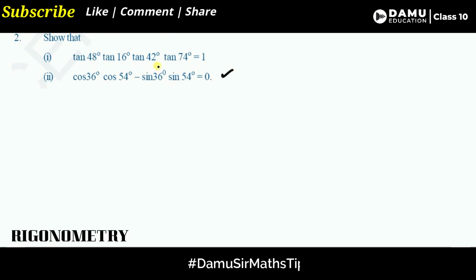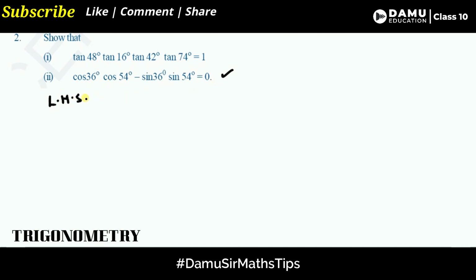Let's see our second one. It is like 90 minus theta. Let's see the first one like that. So LHS will be equal to cos 36 degrees cos 54 degrees minus sin 36 degrees sin 54 degrees. So this is the combination.